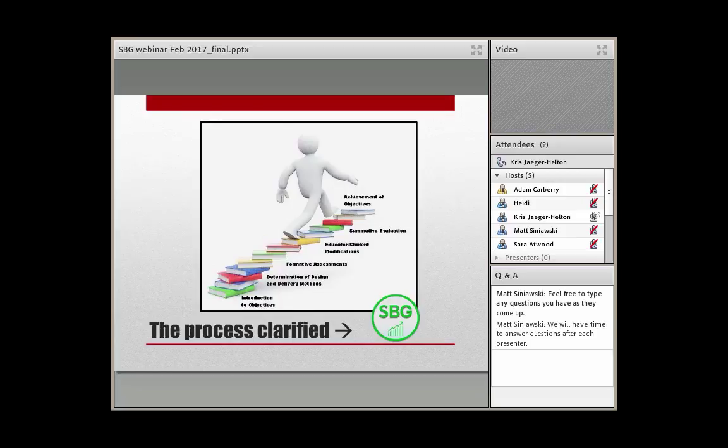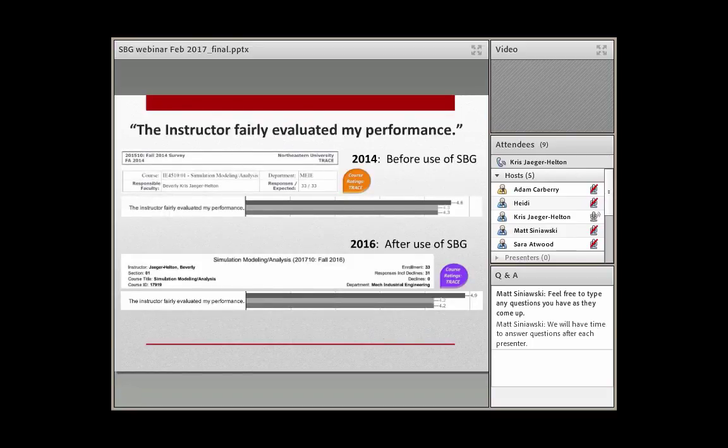And with that, I'm now going to fold in more standards-based grading, maybe not with this population in simulation, but as they move into their senior capstone design, we can work a little bit more on standards-based grading.